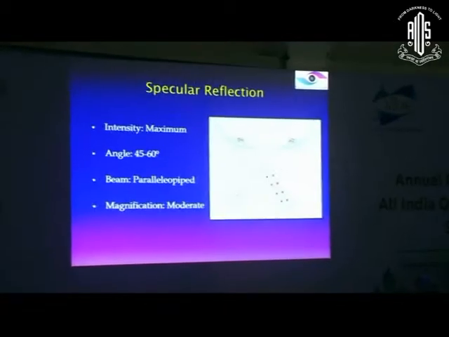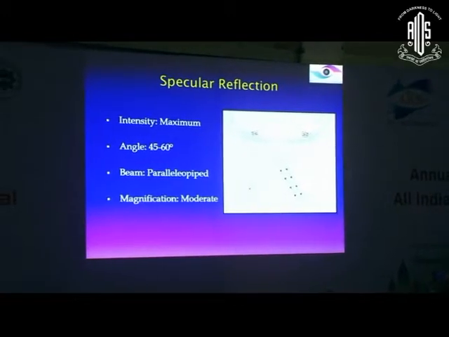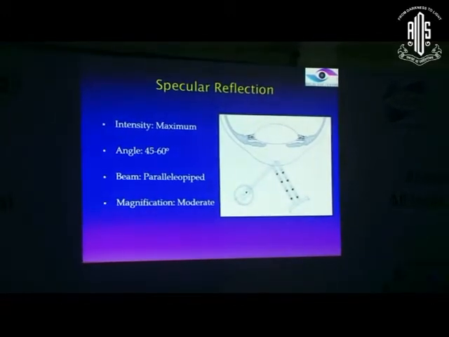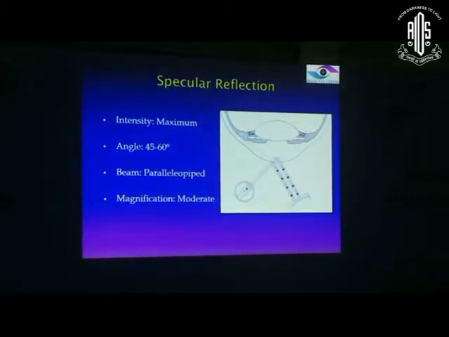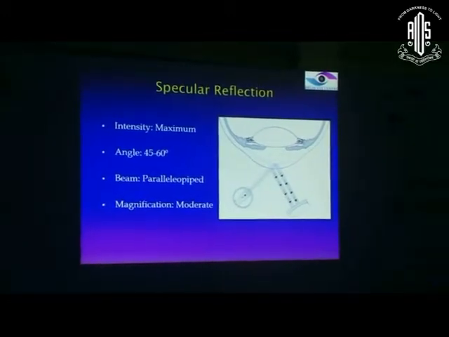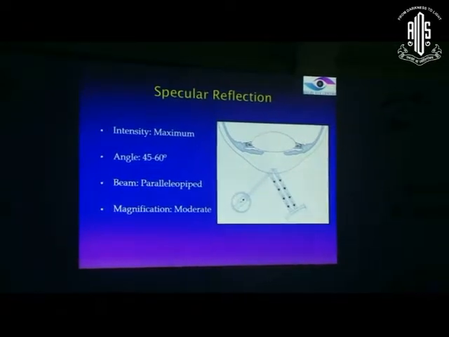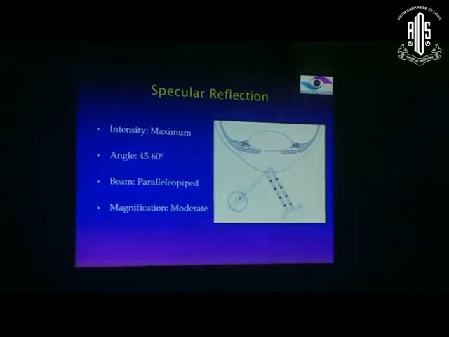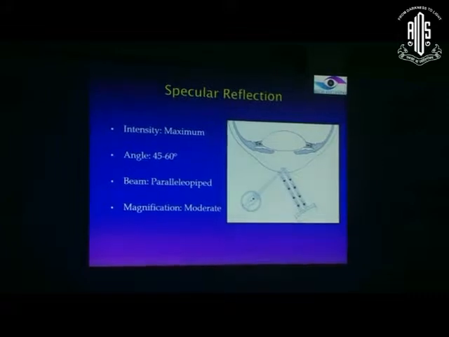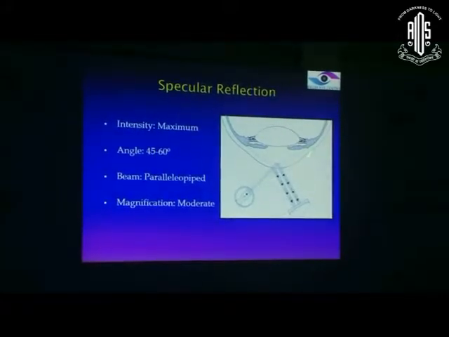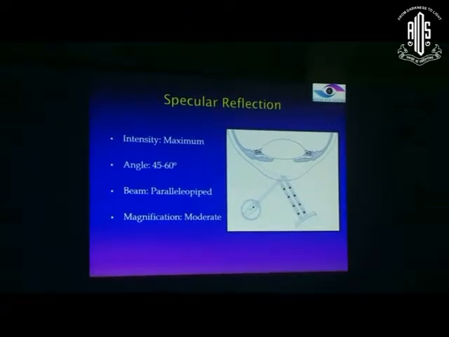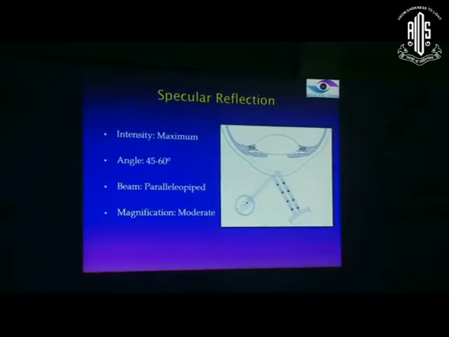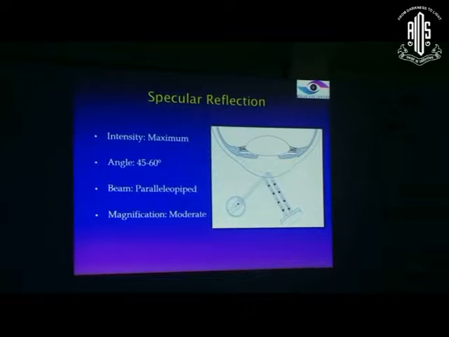Then let's take a closer look at the endothelium by the technique of specular reflection. So to do this technique, we should keep the intensity of the light to a maximum with the angle between the illumination and the objective unit around 45 to 60 degrees. And the angle of incidence, if we keep this equal to the angle of reflection, then we get a good specular image. And the beam should not be very thin like an optical section. It should be a parallelopiped beam with a good moderate magnification.